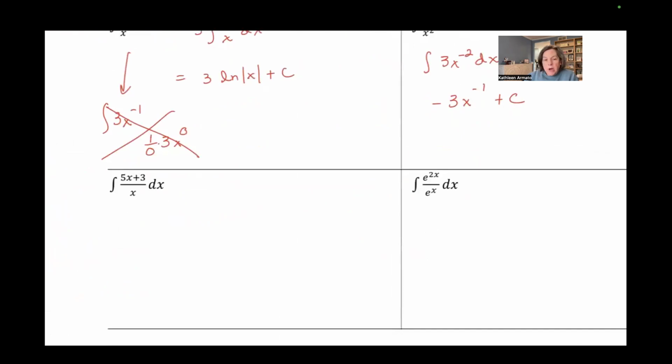5x plus 3 over x. As we've talked about, you've got to separate into the two fractions so that you can use the power rule. That would just be the integral of 5 plus 3 over x dx. So that's 5x. I lied a little bit. We're not using the power rule on 3 over x. We know that that is equal to the natural log of absolute value of x. So it's 3 times the natural log of the absolute value of x plus c.